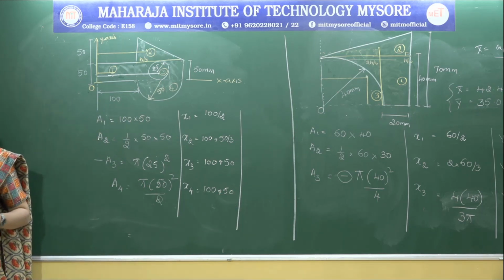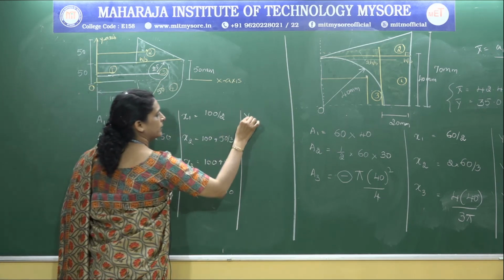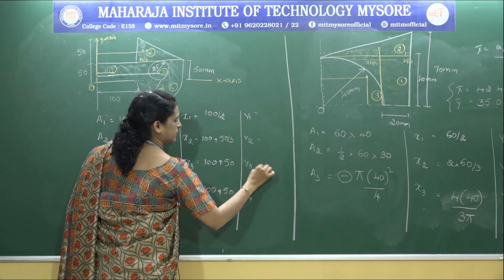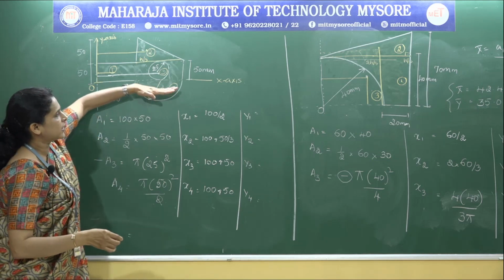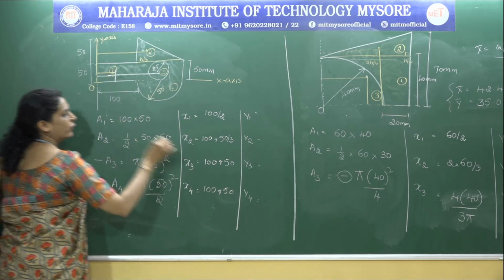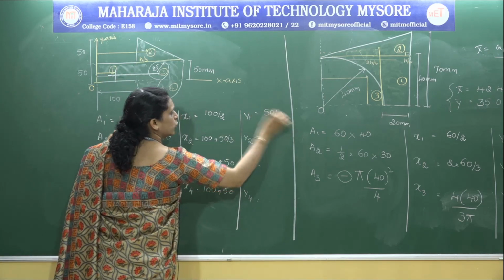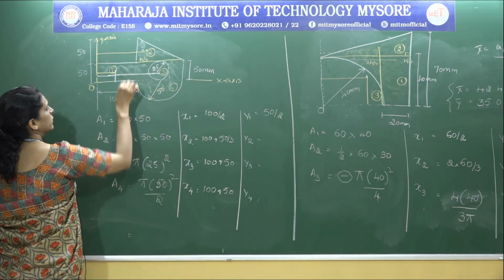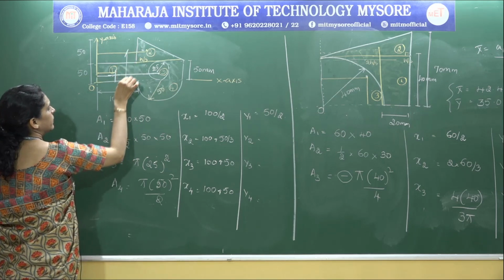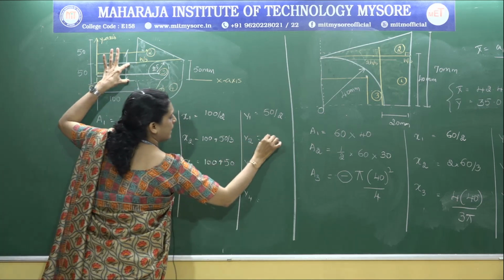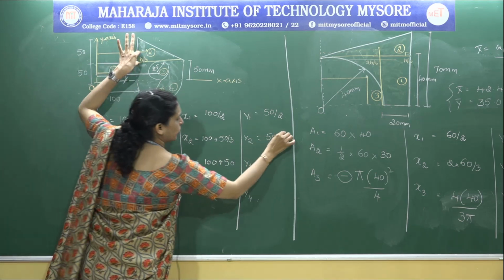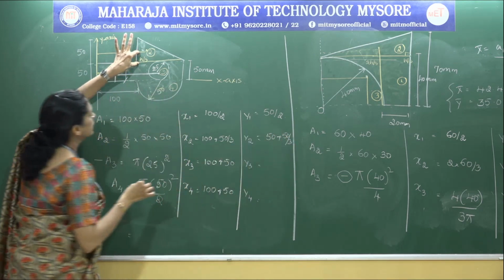Now moving on to the coordinates of y. Taking x as the reference axis, y1 is this. So 50 by 2. y2 is, taking x as the reference, here. Therefore it is 50 plus, we can just see, b by 3. So b is 50 by 3, right?